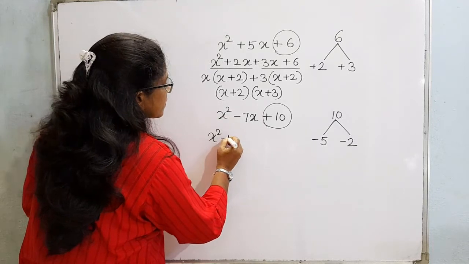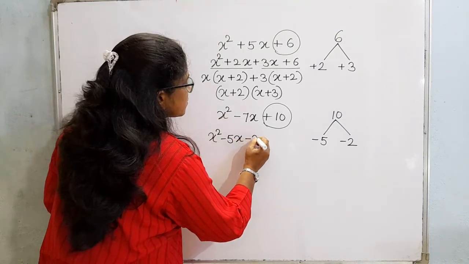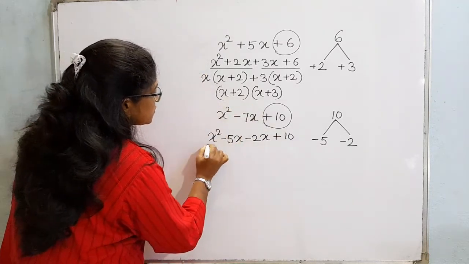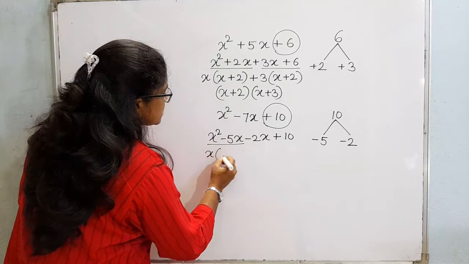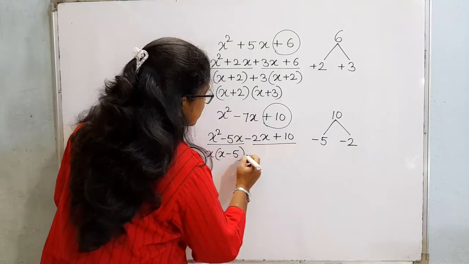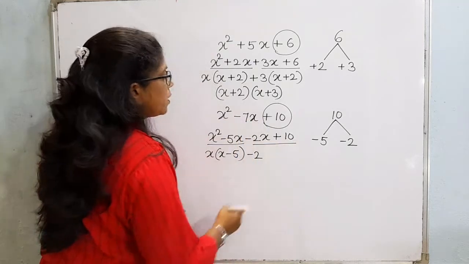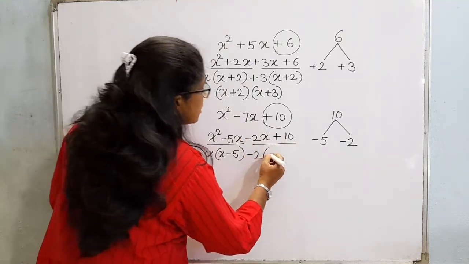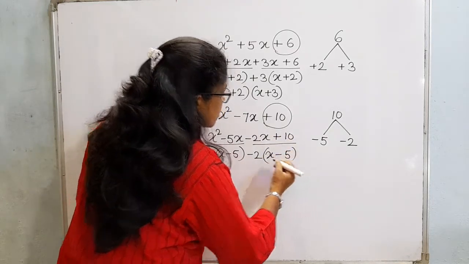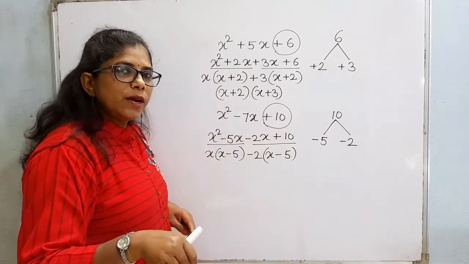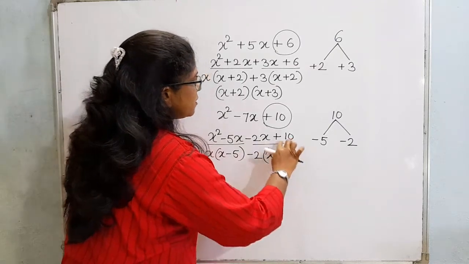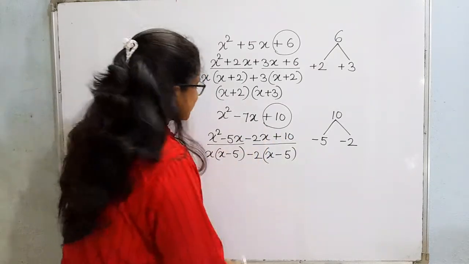x square minus 5x minus 2x plus 10. Now next, from these 2 terms, x is common, x into (x minus 5), and from these 2 terms, minus 2 will come out, and when the minus sign is taken out, this plus will become minus. Let's check whether we are going the right way or not. Minus 2 into x, minus 2x, minus 2 into minus 5, plus 10. Yes, we are right.